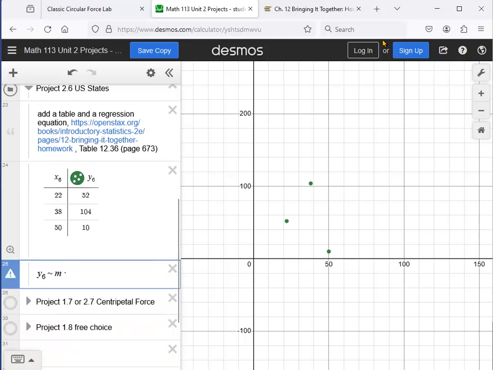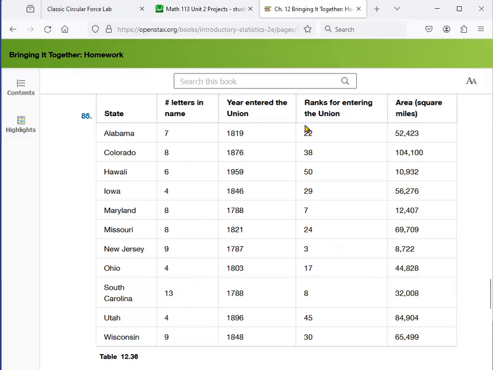what should be the correlation between the rank for entering the Union versus the area? Does it matter? Is there a relationship? Well, figure it out by looking at it, and then look at my questions that I have there, and look at the table here. The states they give us, the number of states they give us. So think about that. If there actually ought to be a relationship, maybe there is, maybe there isn't.